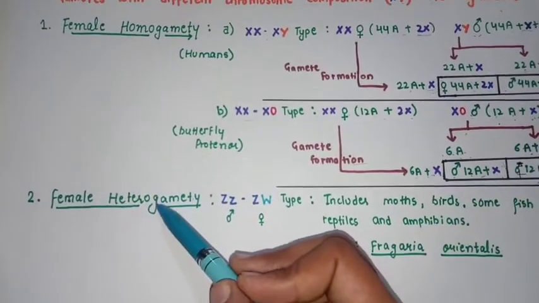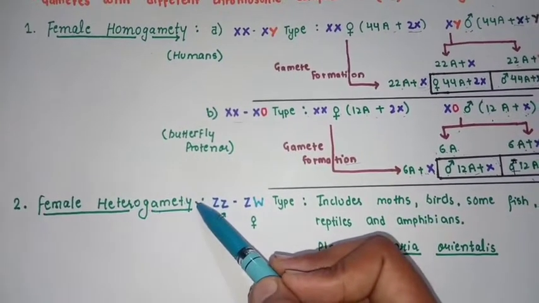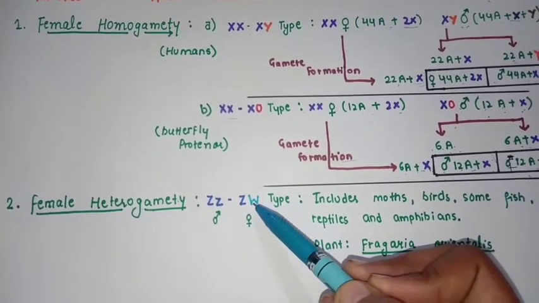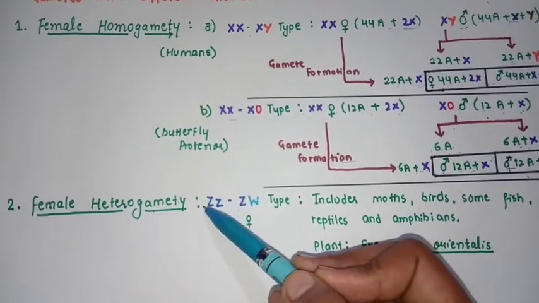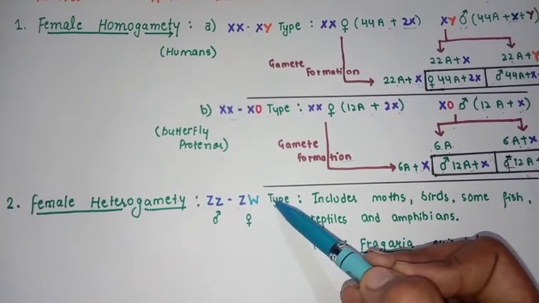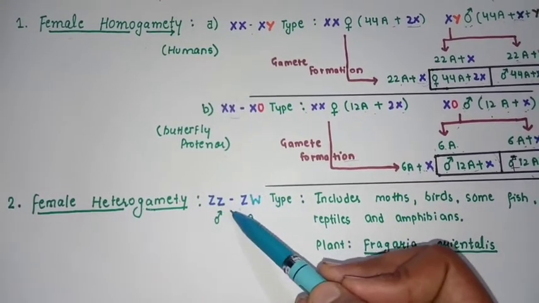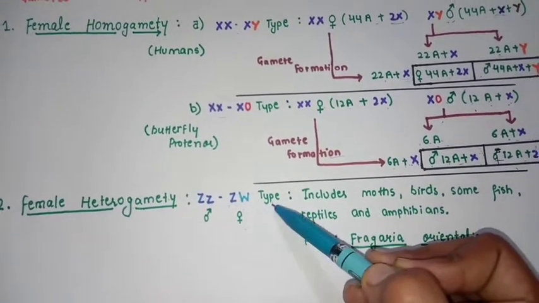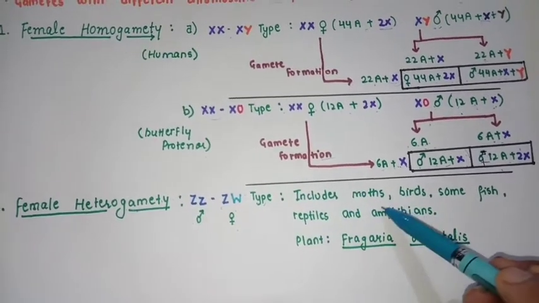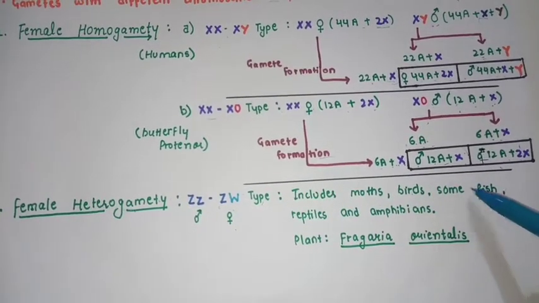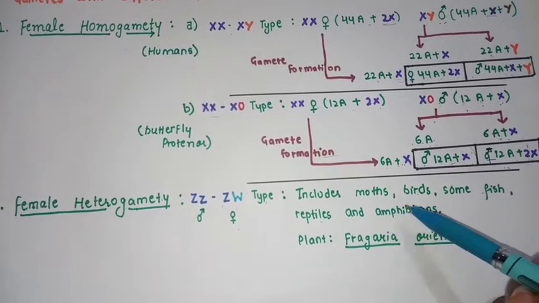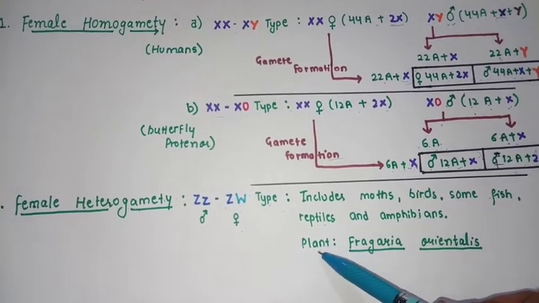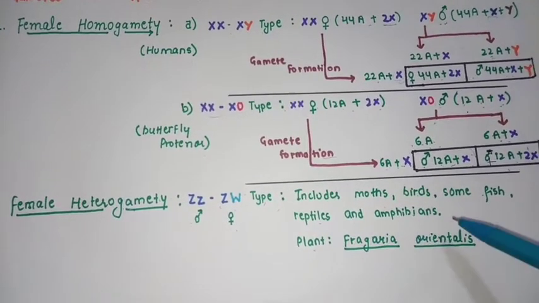Here we will discuss the second type, that is female heterogamety, in which the female gamete composition of chromosomes is different. Here we are discussing the ZZ and ZW type, in which ZZ is the male and ZW is the female. This type is found in moths, birds, some fishes, reptiles and amphibians. This ZZ and ZW type is also found in a species of plant, that is Fragaria orientalis.